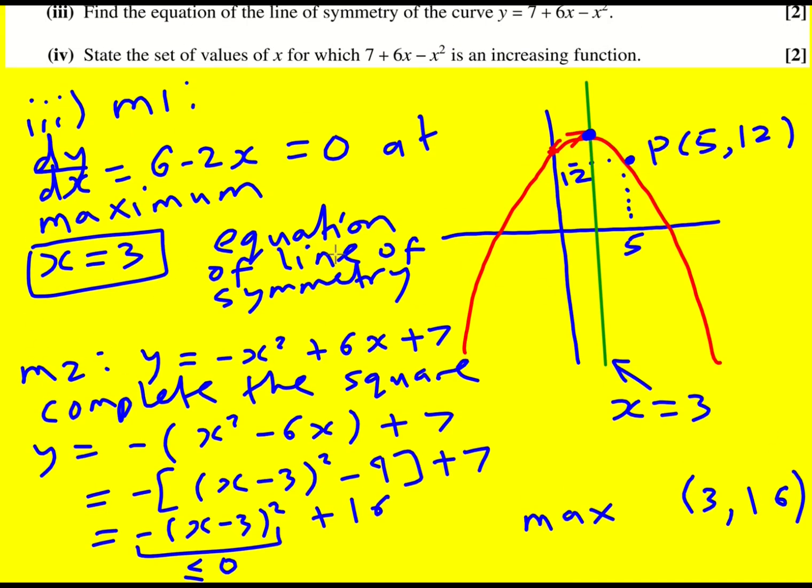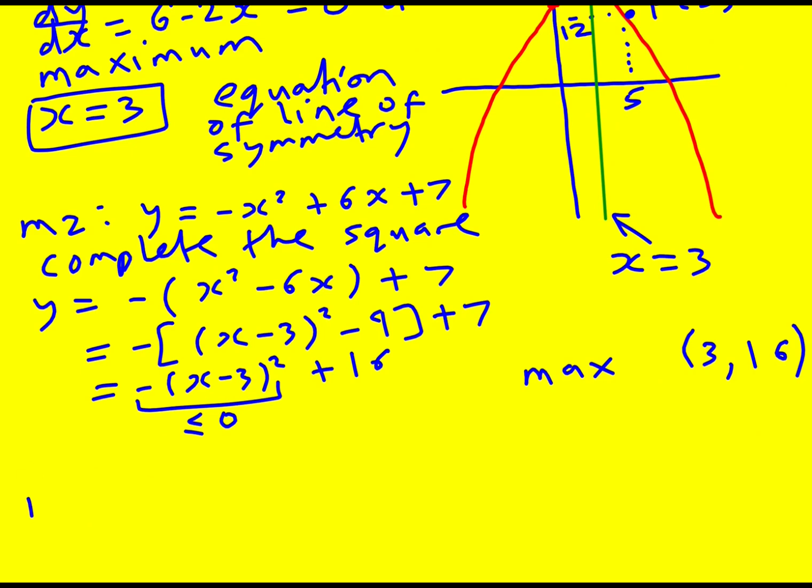Of course, to get the y value, I'd have to put x equals 3 back into the original function, and I get 16. But I've found that point there. And from that, we see that, okay, again, the line of symmetry is just a vertical line that goes through it, so it must be x equals 3. So a longer route, but worth discussing.